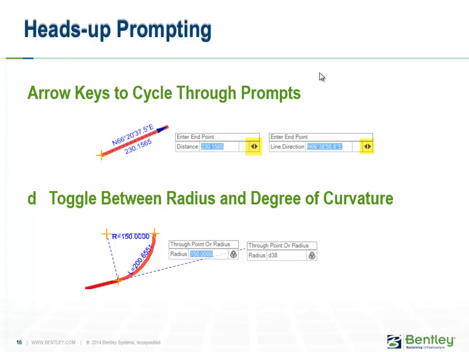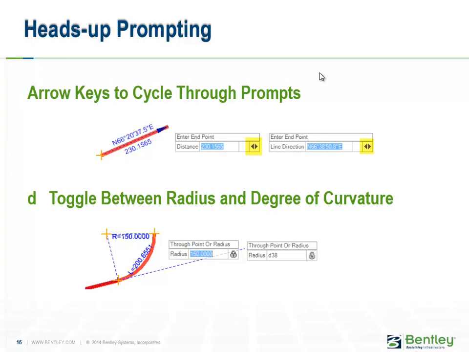When you're using the line between points tool, there's a prompt for both distance and direction. If you use your right arrow key, you can switch between the two. There are also times where you can use your up and down arrow keys to cycle through settings in a field like trim/extend options.